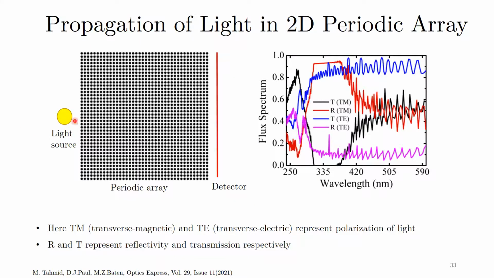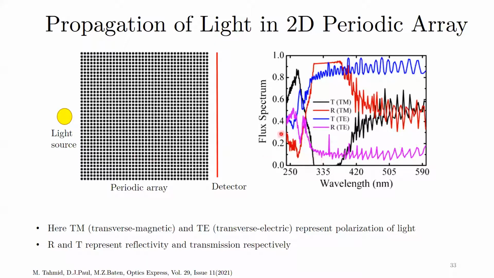For a periodic array, if you put light from one side and measure from the other, what we expect, as available in optics textbooks, is that over a certain wavelength range you do not expect the light to propagate. This is called the photonic band gap, or the transmission gap. You can see this black curve here, which represents the transmission, whereas the red curve represents the reflection.